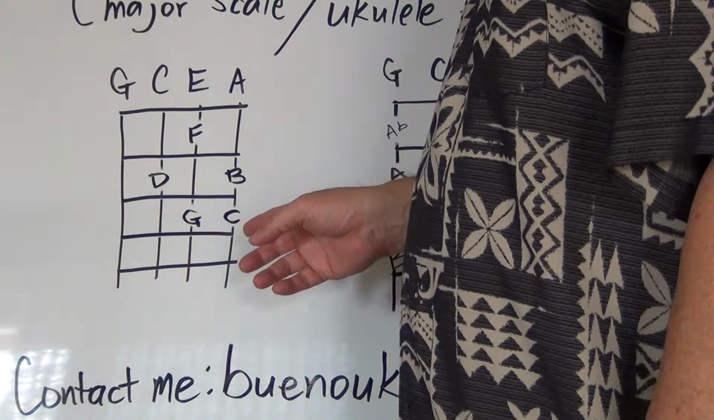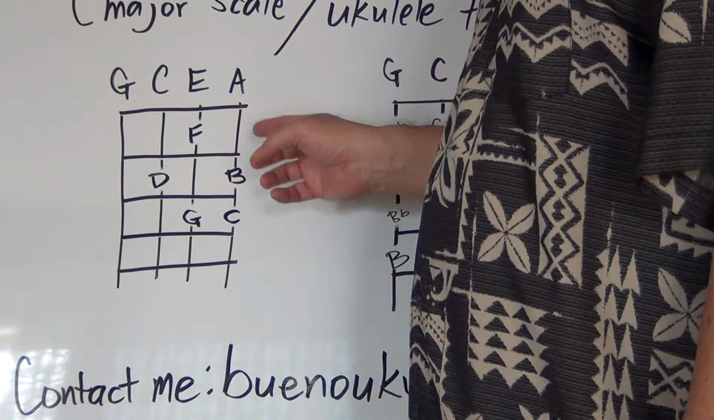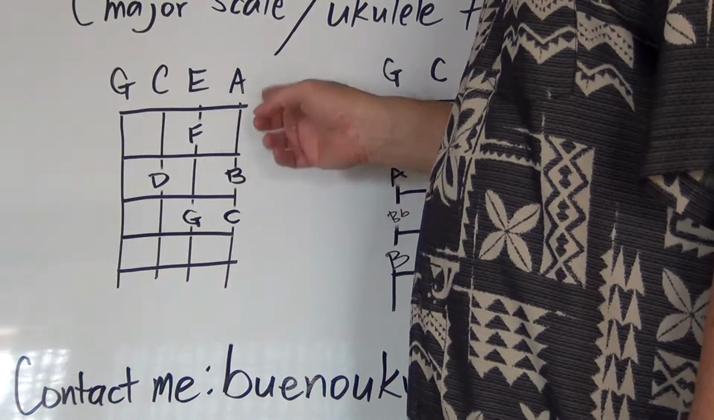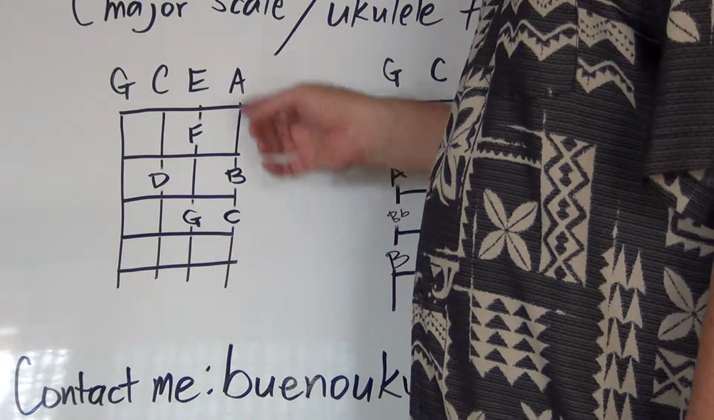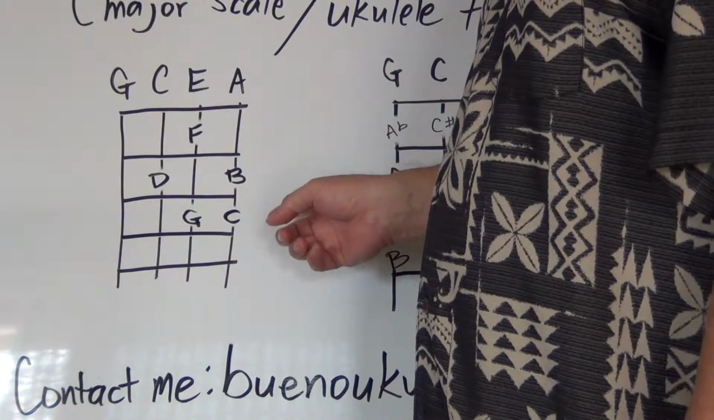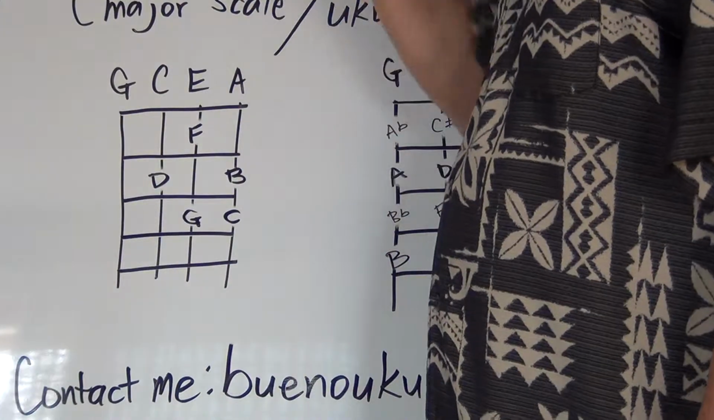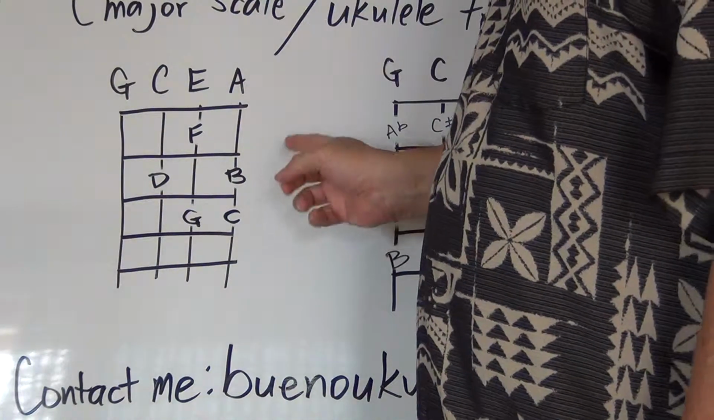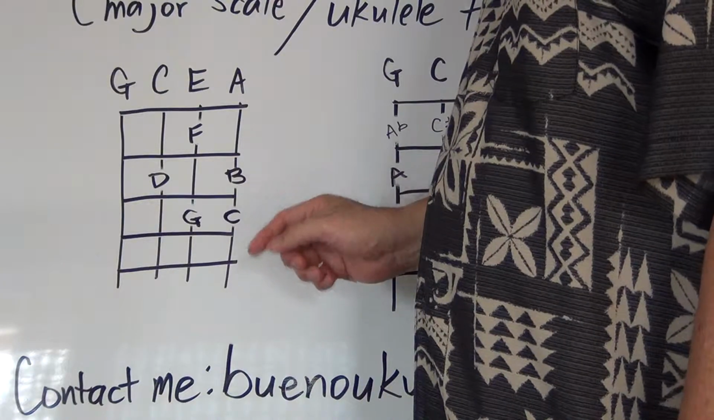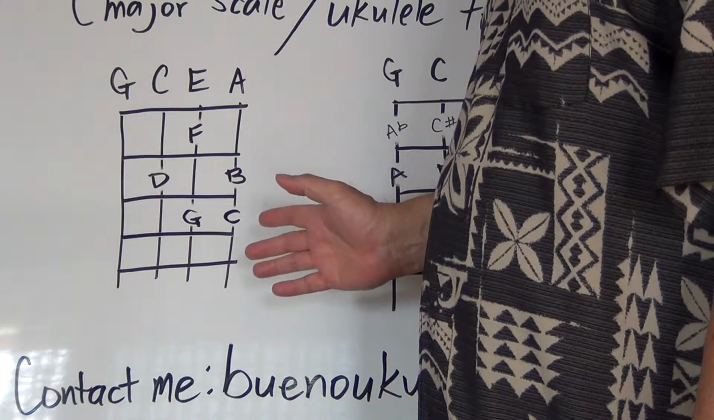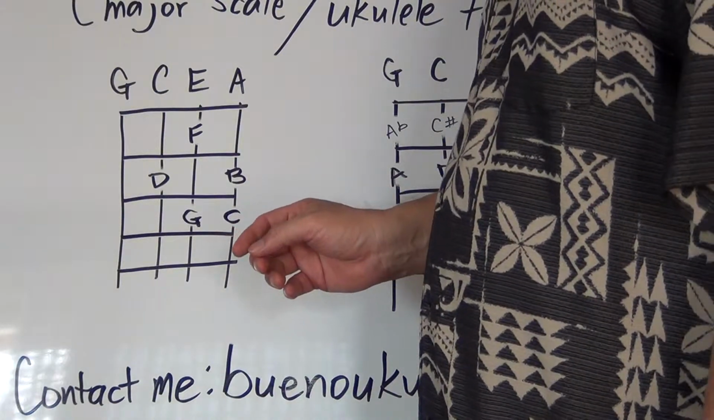Now, this is how you probably see your C major scale, and to understand it a little better, these are the notes in the scale that you're playing when you're playing the C major scale on the ukulele. So if you need to pause the video, take a closer look at that to get an idea of what you're playing.